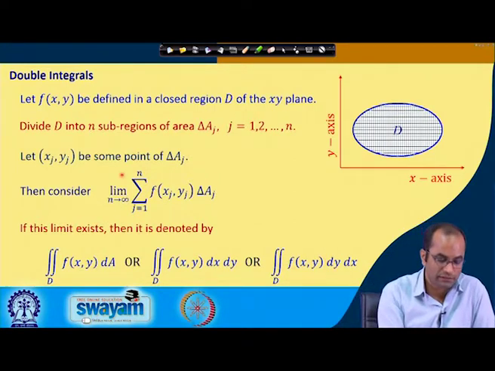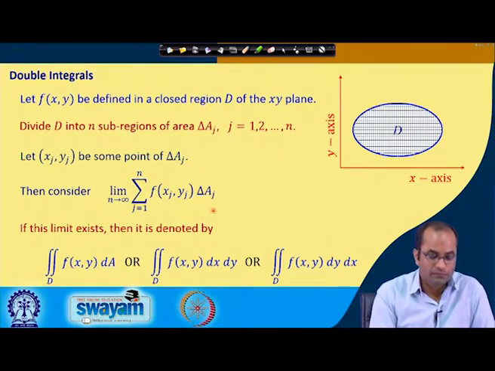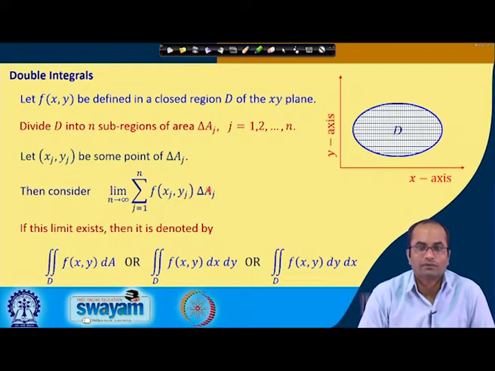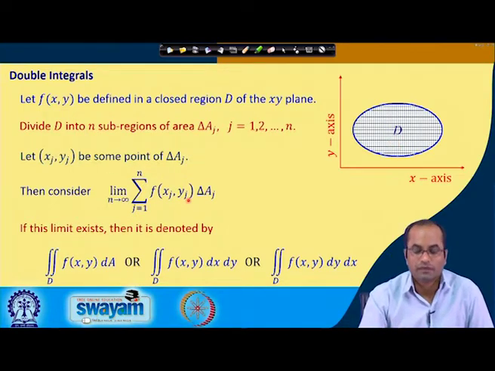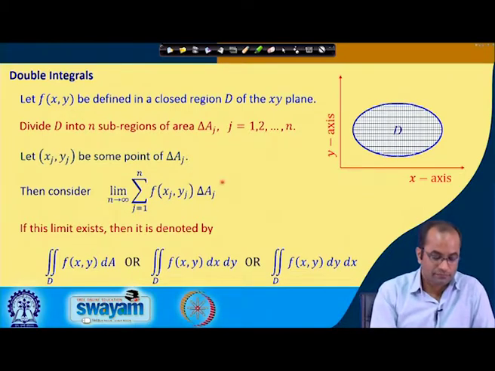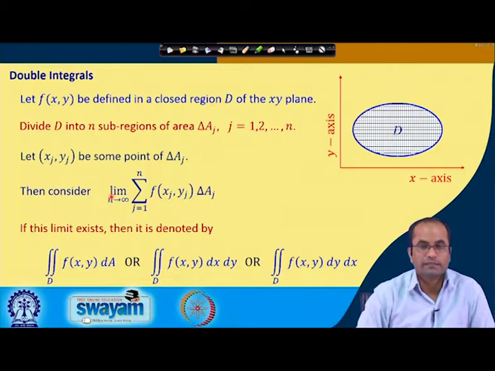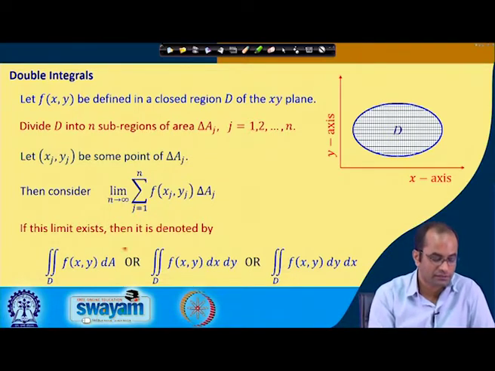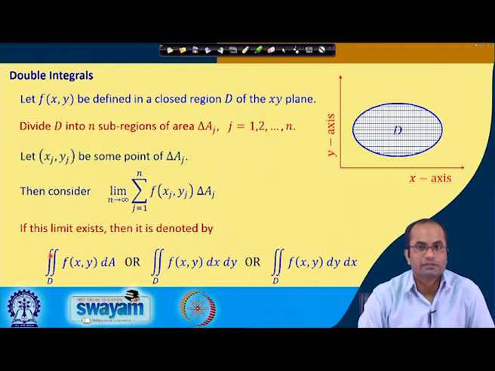Again it is the limit of this sum, where we are adding f(x_j, y_j) multiplied by the area of the smaller region in the xy plane, and there is a point (x_j, y_j) in each subregion, and corresponding to this point we have the function value f(x_j, y_j). Adding all these and then taking the limit as n, the number of these rectangles, goes to infinity, in that case if this limit exists, we define this by such integral notation.